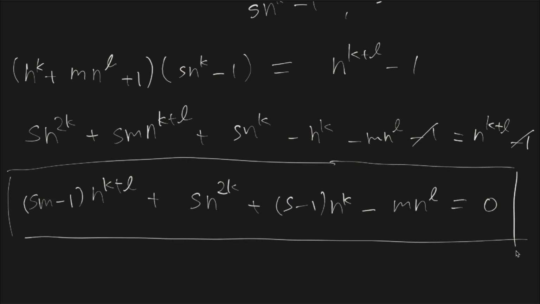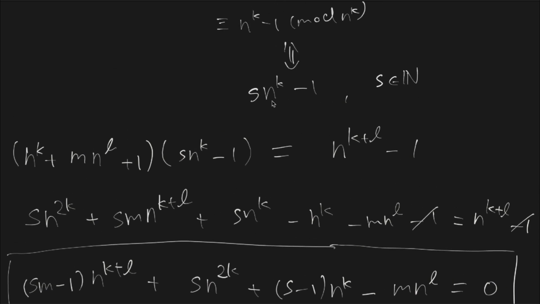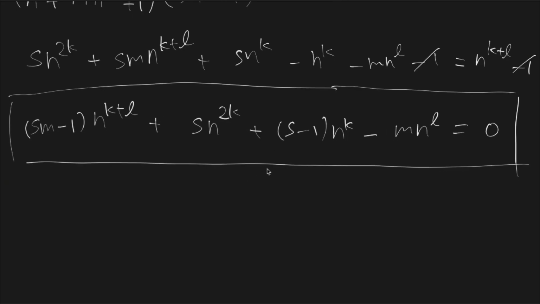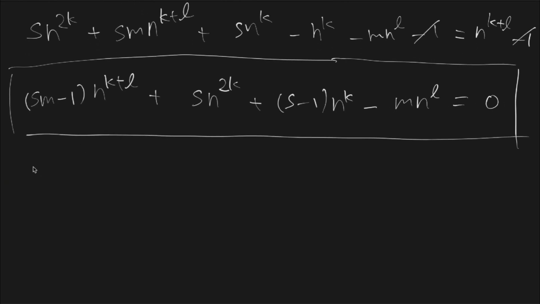And so as we discussed from above, we should have that s is equal to 1. Otherwise, this should be too big. So for example, if we say s is greater than or equal to 2, then we should be able to get some contradictions right here. For example, the only minus term is mn to the L.